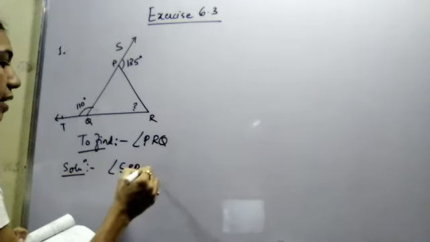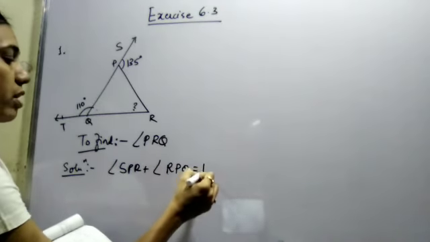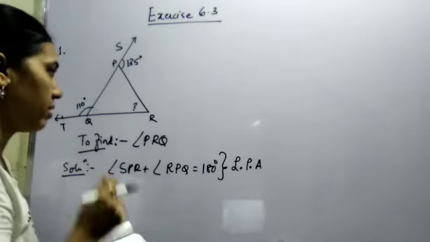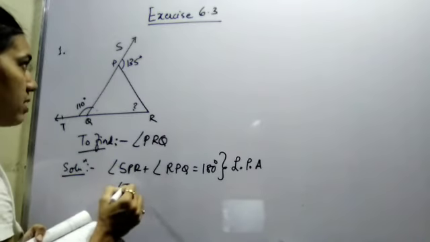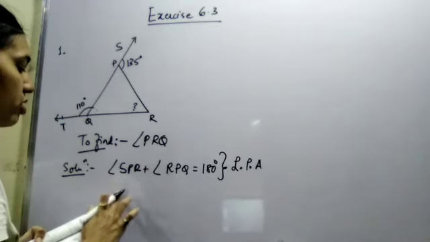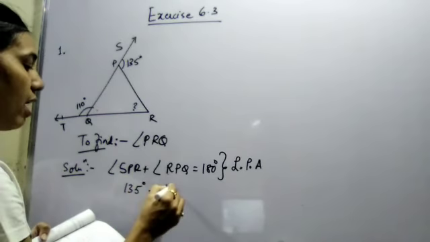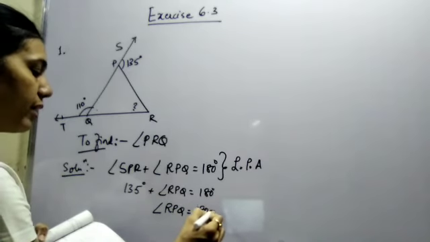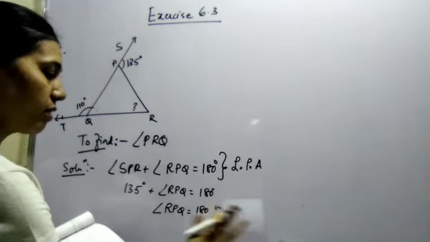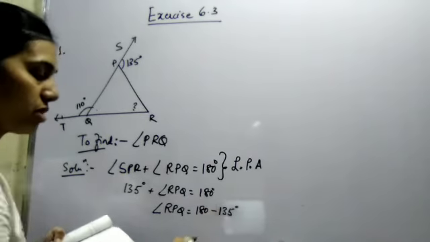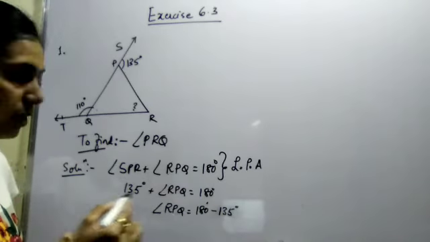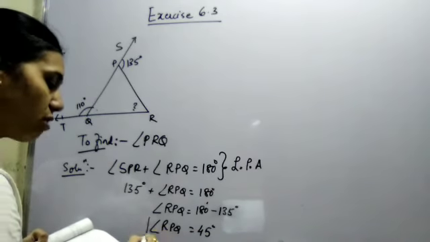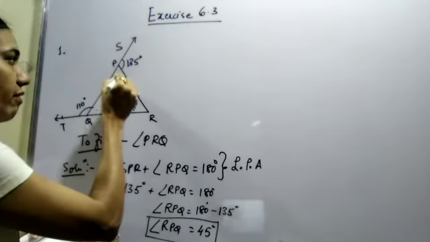Angle SPR plus angle RPQ is equal to 180 degree, linear pair axiom. You have to write down the complete statement. So this way, angle SPR is already given, which is 135. Angle RPQ is equal to 180 minus 135. So subtract it. What is the measure? You will get this as 45 degree. Clear? So you get angle RPQ as 45 degree. This is 45 degree we have got.